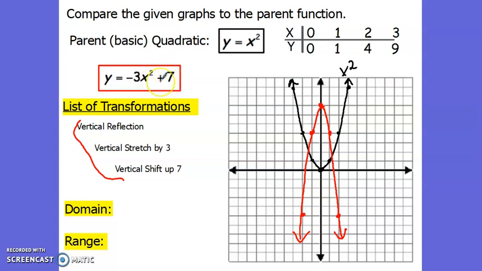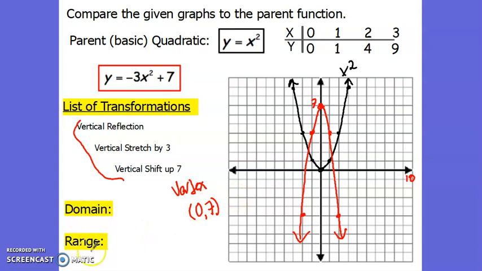And then finally added 7, so everything got shifted up 7. Our new vertex is 0, 7 on our graph, way up here at 7 on the top. And then again, smooth line connected with arrows. And we got a decent looking graph there. Don't forget to label both the x and y axis.